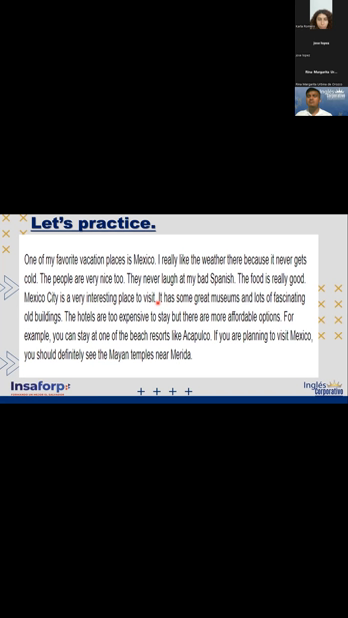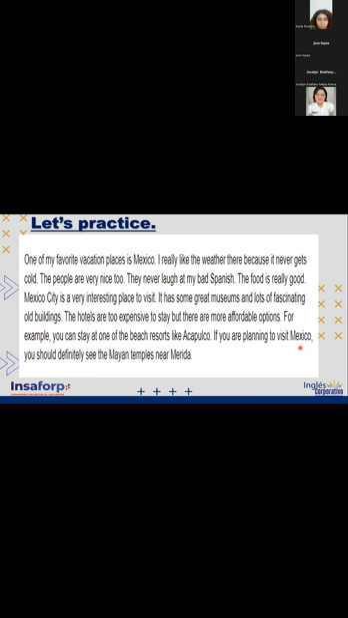Sounds great, museums in lots of buildings. Okay. It says it has some great museums and lots of fascinating old buildings. Someone else would like to help Jocelyn. The hotels are too expensive to stay, but there are more affordable options. Affordable. We say the affordable options. Affordable. Jocelyn with the Y.